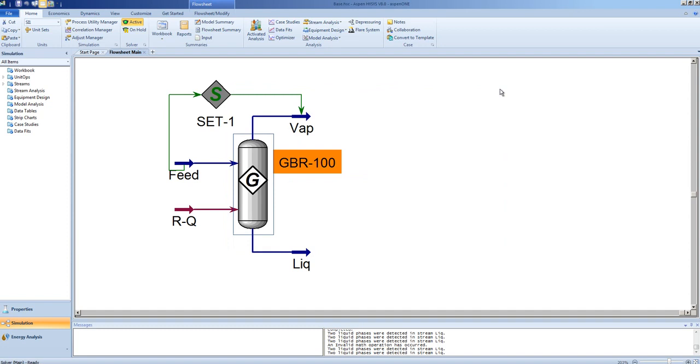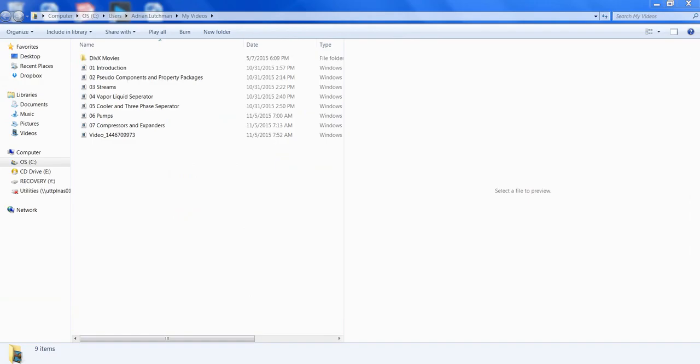The next video will cover an equilibrium reactor, in which case we will specify the components, specify the reactions that will take place, and calculate what the outlet composition from the reactor would be. That brings an end to this video.